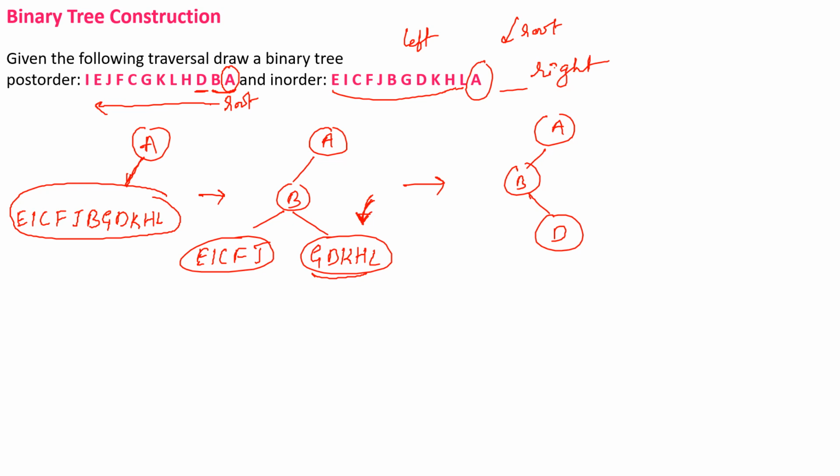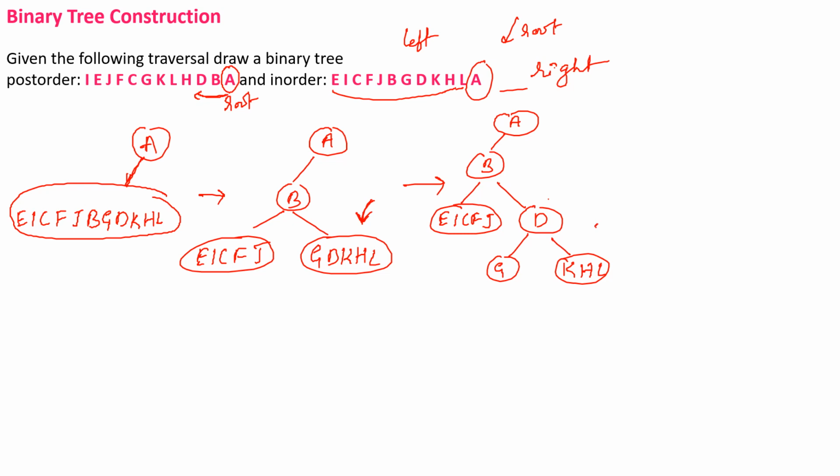Now we have to check which nodes are present in the left subtree of D and which nodes are present in the right subtree of D. So for that we have to check the in order traversal. To the left we have node G. So that means G is left child of D. And to the right side we have three nodes. So all these three nodes are present in the right subtree. And left subtree of B contains the five nodes E, I, C, F and J.